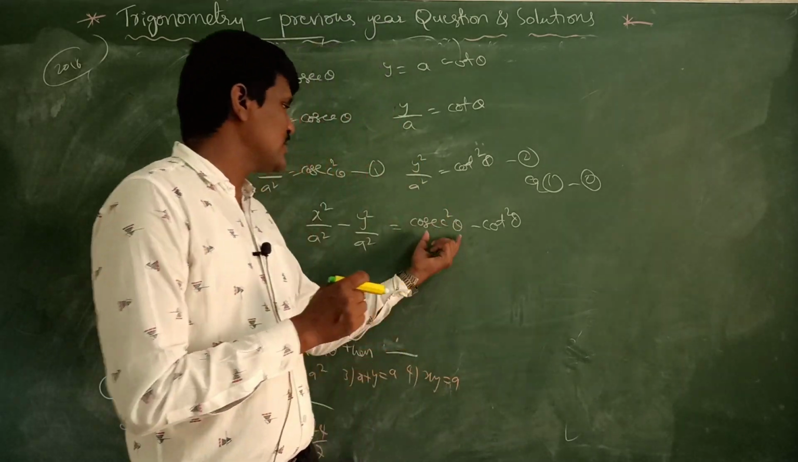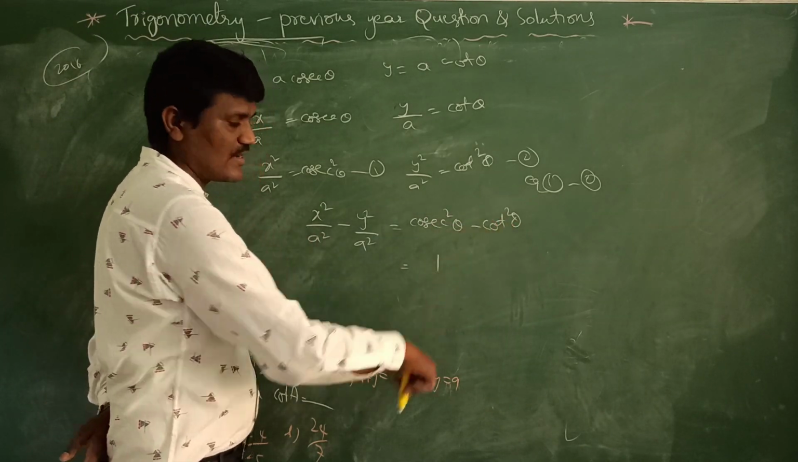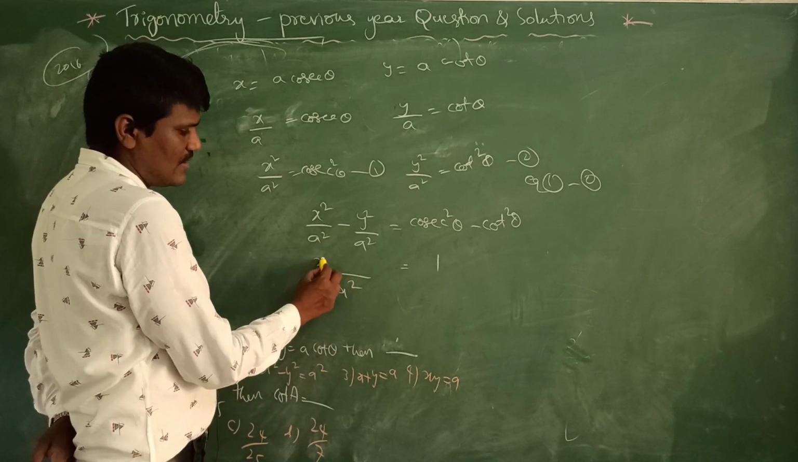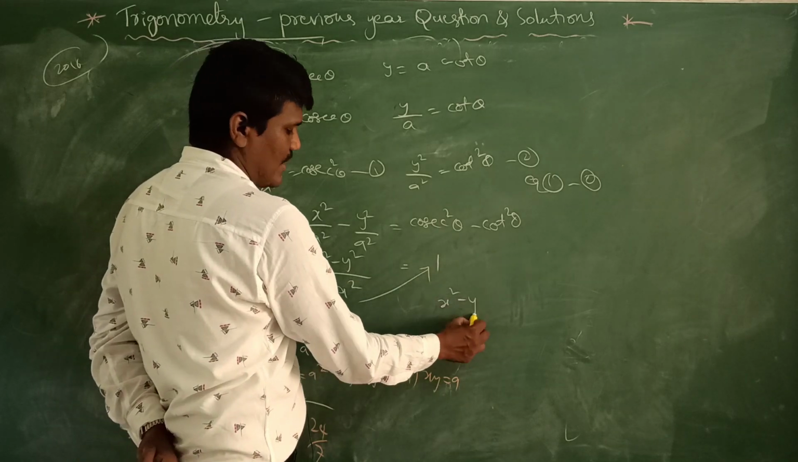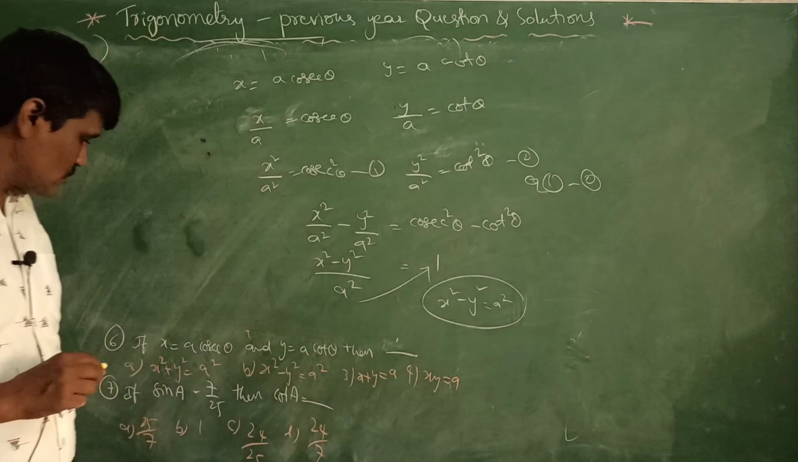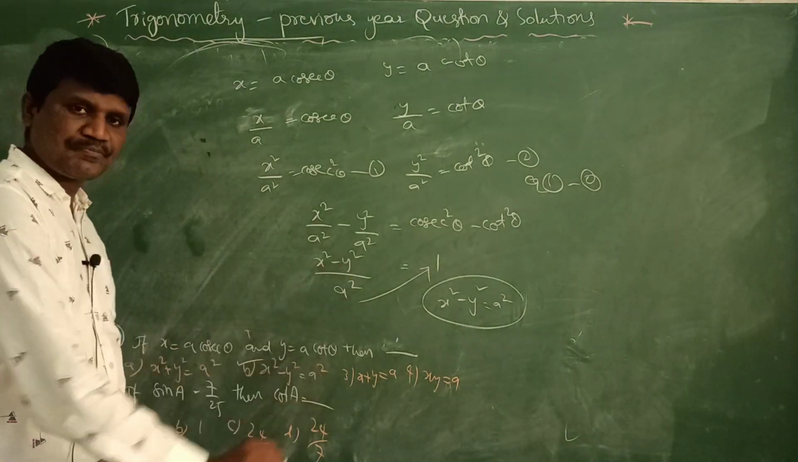Right students? So here I am doing minus. Anyway, cosec square theta minus cot square theta is 1. So I can take the left hand side with LCM a square: x square minus y square. If you send this to the other side, x square minus y square is equal to a square, which is the answer. So which one is the correct answer? First one? No. Second one? Yes.